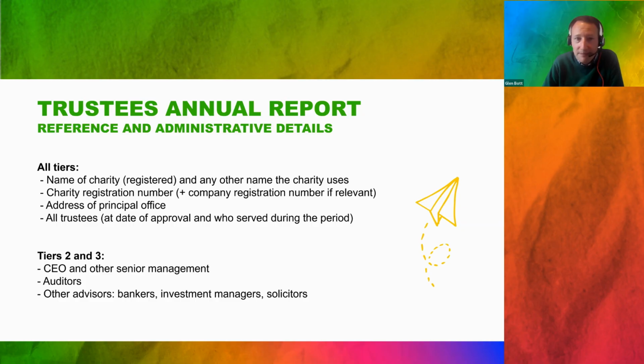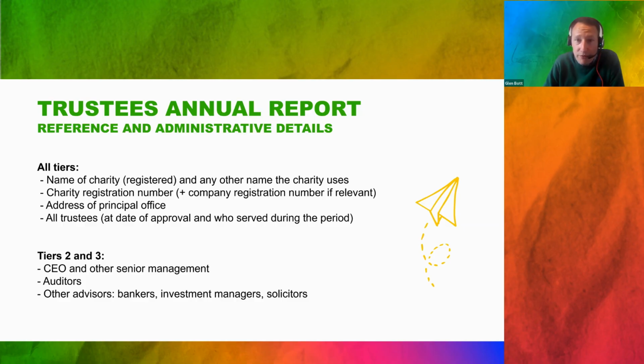Address of your principal office gets included, and then details of all trustees. And as a reminder, that's all trustees who served during that financial period, plus any up to the date of the accounts being formally approved. So where there are any new appointments after the end of the financial year, but before signing, they should be included as well. And that's something that we get a question on quite often.